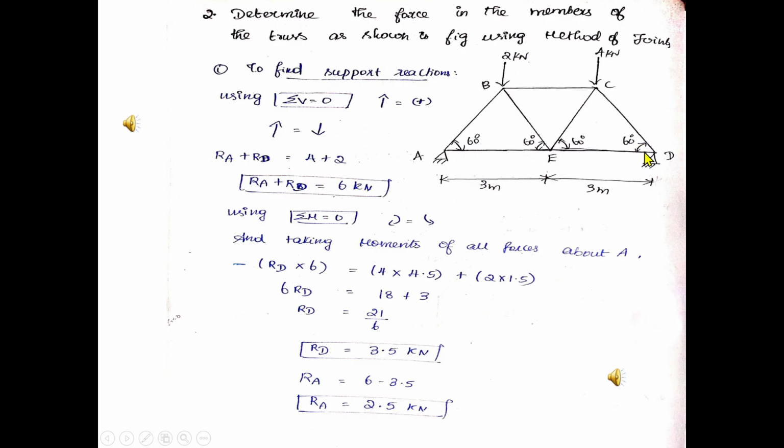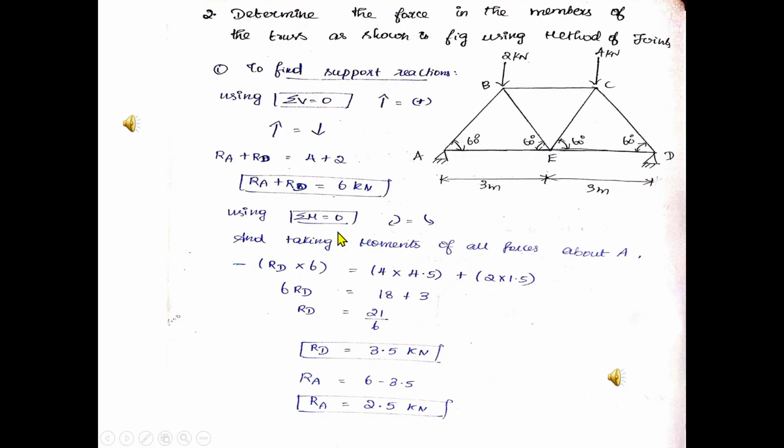So, in case of a simply supported truss, first we need to find the support reactions. The support reactions shall be found using the basic equations of equilibrium. First, let us use sigma V equal to 0, upward positive. So, we have RA, that is reaction at A, upward, and RD upward. RA plus RD minus 2 minus 4 equal to 0. Therefore, RA plus RD equal to 6. This is the first equation.